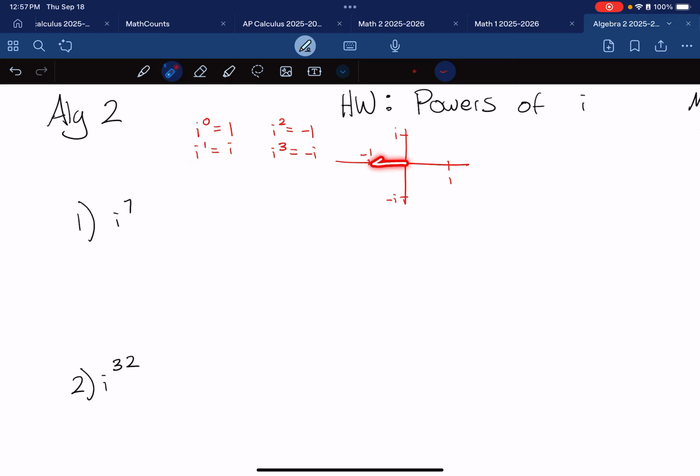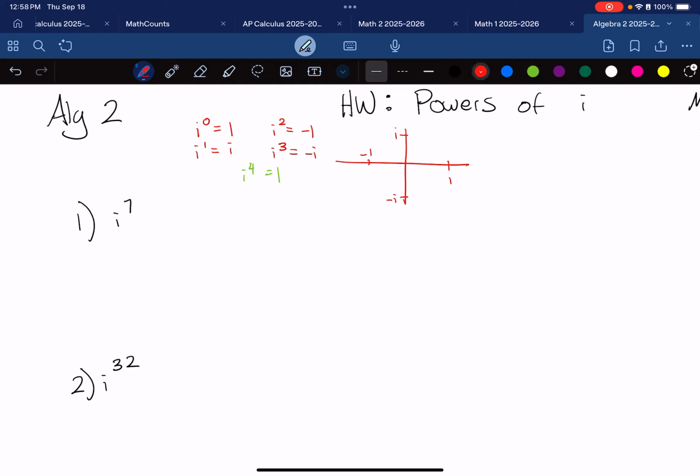i to the power of 2 means you're rotating twice, and then you're getting over here to negative 1. i to the power of 3 is down here at negative i, and the very famous one, the really nice one, is i to the power of 4, because that is a complete revolution. We go 1, 2, 3, 4, and you're all the way back here to 1. And this is the key to unlocking all of these problems. We're looking for how many of these i to the power of 4s live in each of these.